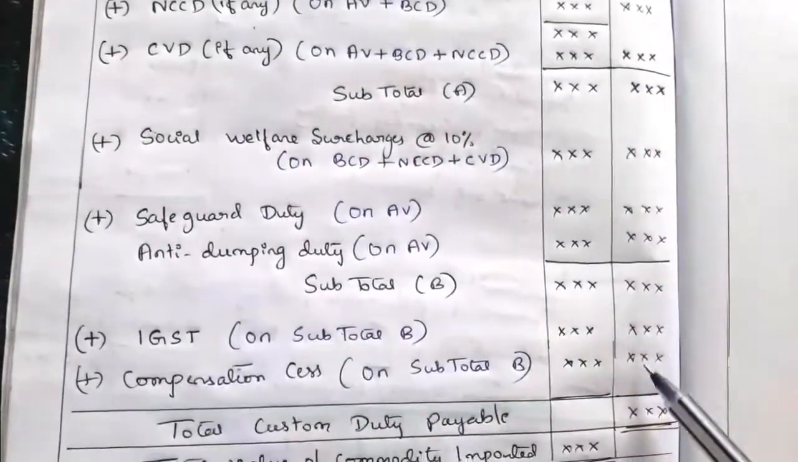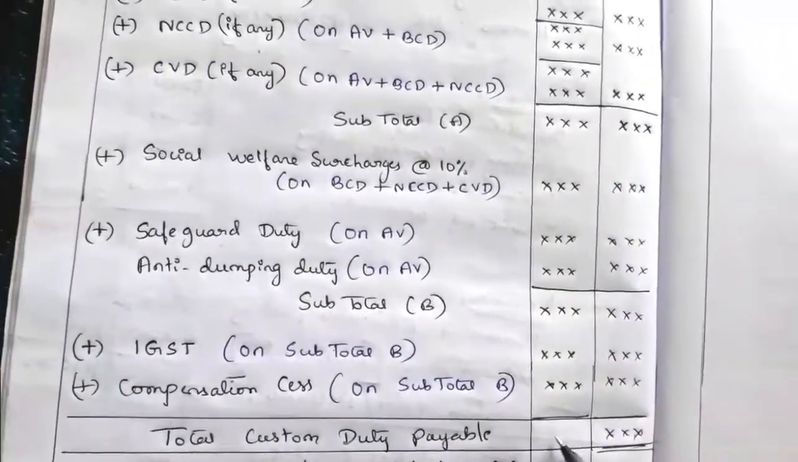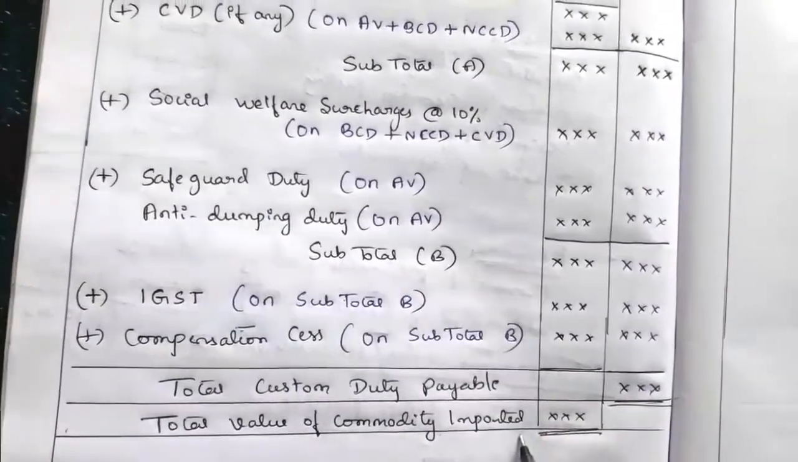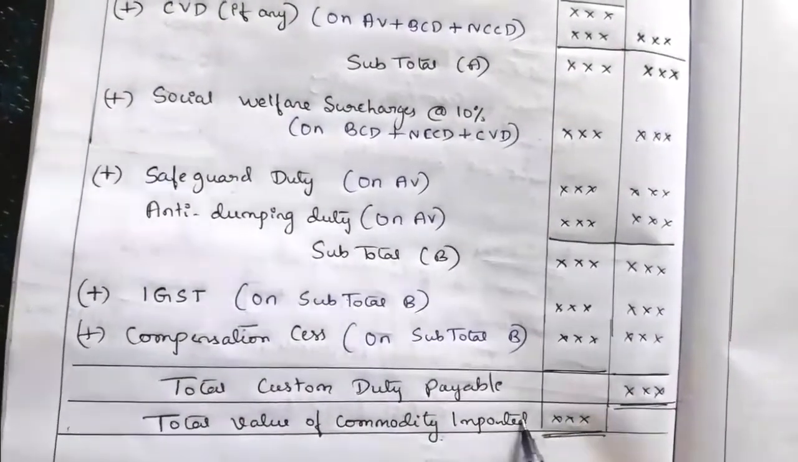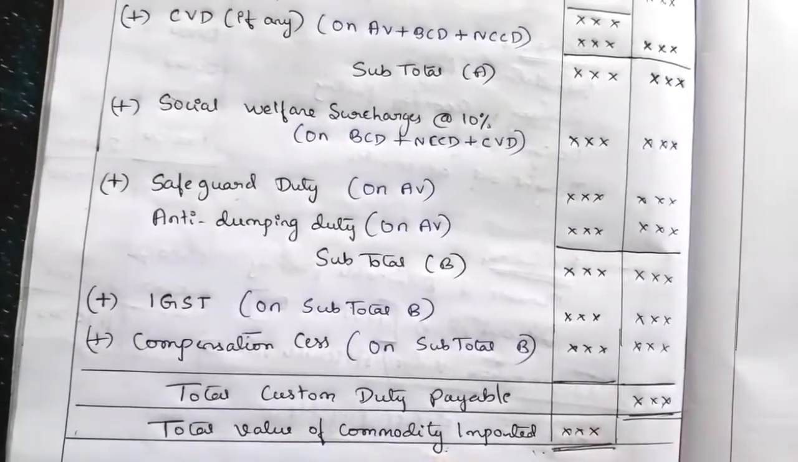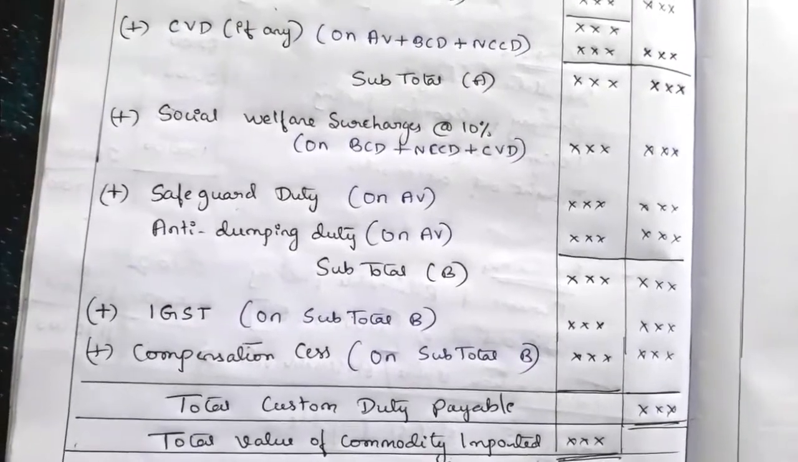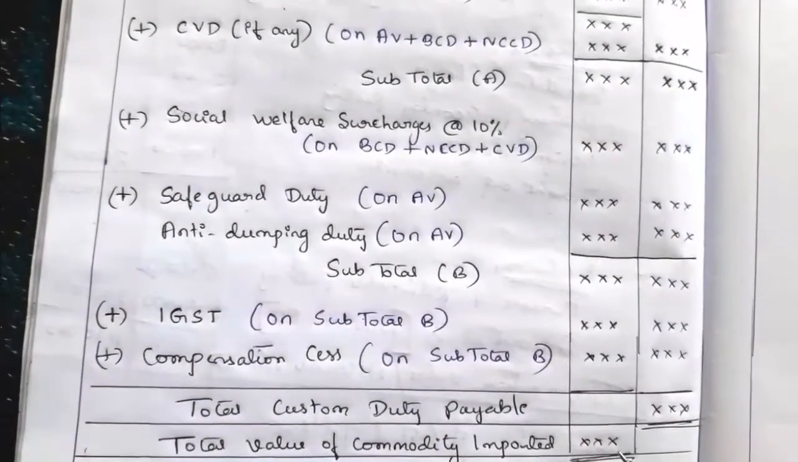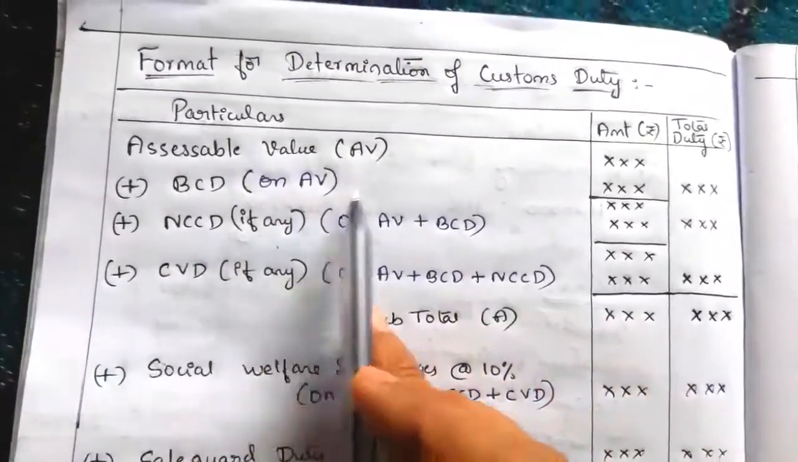Only the taxes will be taken in the total duty, and the taxes plus the assessable value is the total value of the commodity imported. What is the total value of the commodity imported? On import of that commodity, the value we have paid, that is the assessable value plus the taxes, is the total value of the commodity imported. Now we'll start with the assessable value.